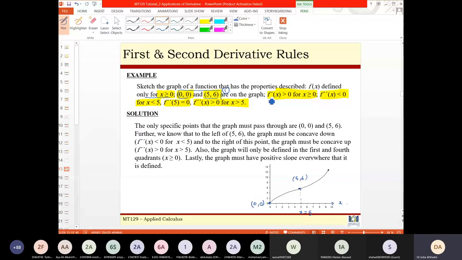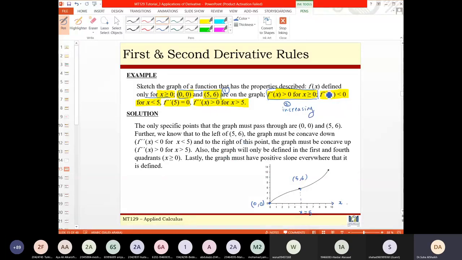Information number 3, they said the f dash is positive for all x greater than or equal to 0. يعني for all the domain. What does this mean? ايش يعني ان ال f dash positive لل x greater than 0؟ معناها the function is always increasing.